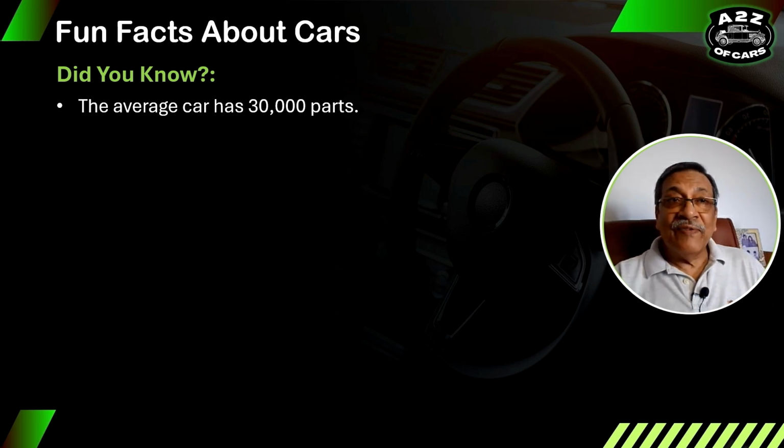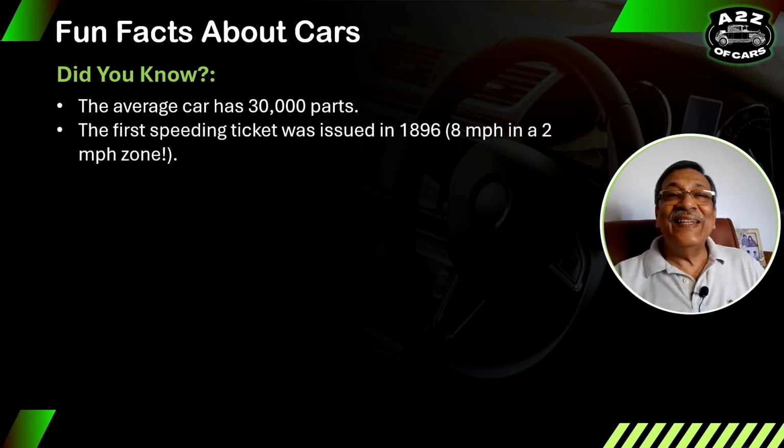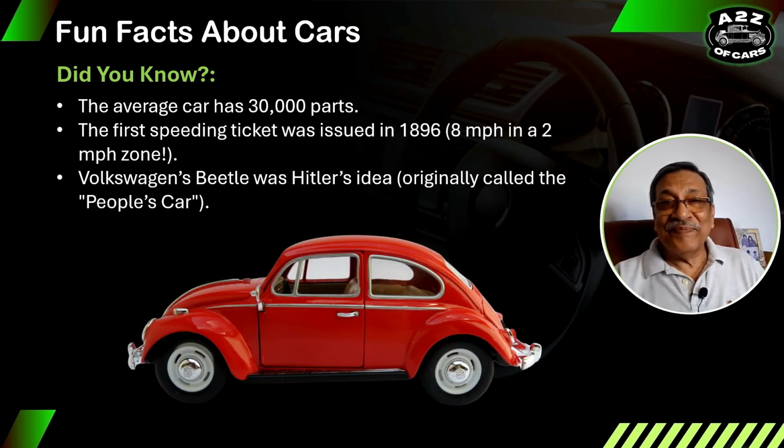Then there are some fun facts about cars. Did you know the average car has 30,000 parts? Can you believe it? The car that you are driving or selling has 30,000 parts. The first speeding ticket was issued in 1896 because the person was driving at a speed of 8 miles per hour, whereas the permitted speed limit was 2 miles per hour. So he was driving 4 times the permitted speed. The Volkswagen Beetle was Hitler's idea, originally called People's Car.